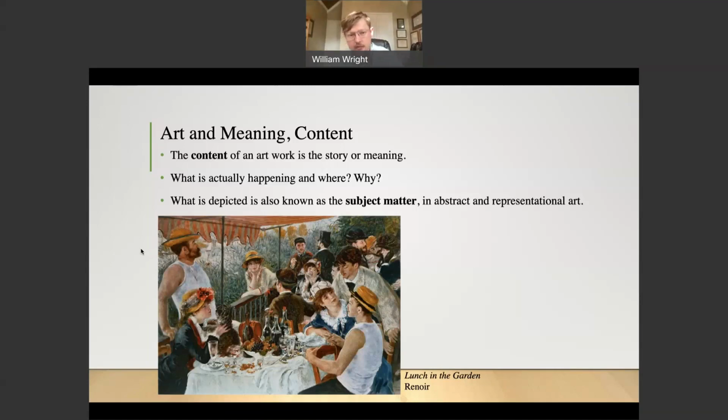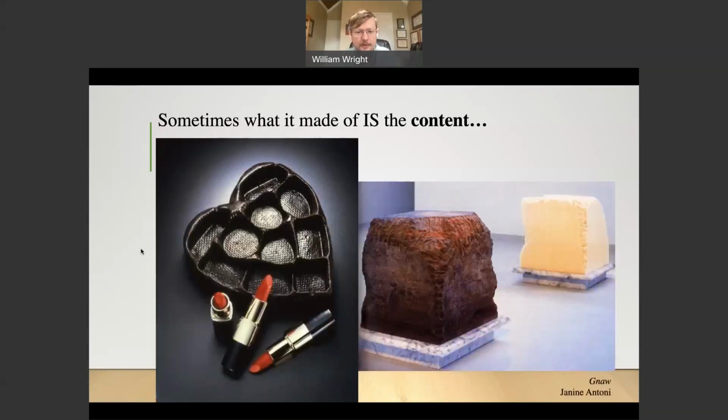Content is the story, the occurrence, or what the point is. Sometimes what it is made of is the content. So looking here at Janine Antoni, some of her pieces. She's one of my favorite artists.